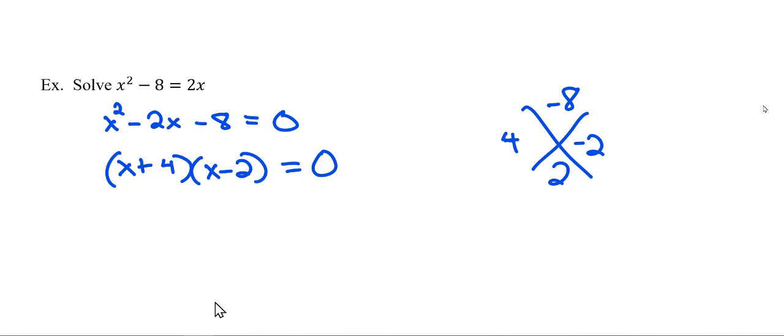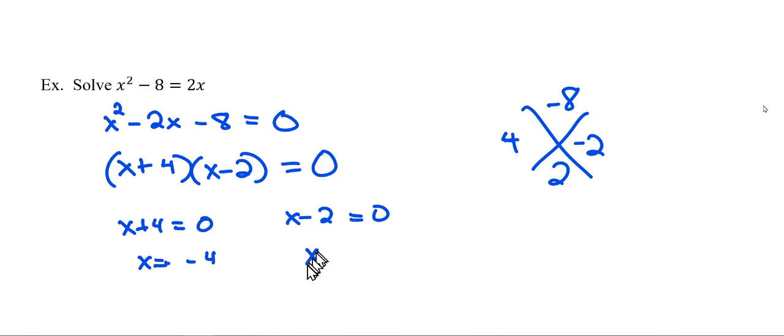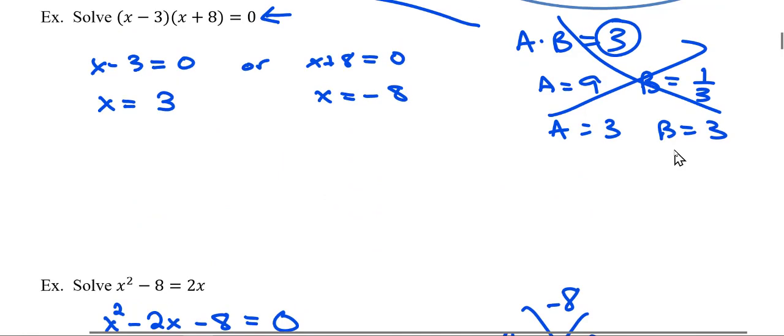Now we're in the same situation we were at above where we can set these factors equal to 0. x equals -4 and x equals 2. Okay? So we have those two solutions here. Notice above we had two solutions.